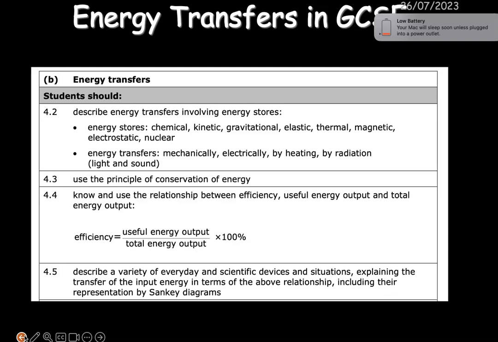Energy transfers, energy types, the principle of conservation of energy, which is energy can never be destroyed nor created, it just changes from one form to the other, and then the mathematics of calculating the efficiency of a system is important, and then the use of Sankey diagrams as a visualization and to be able to analyze different situations. So we'll end the video there.